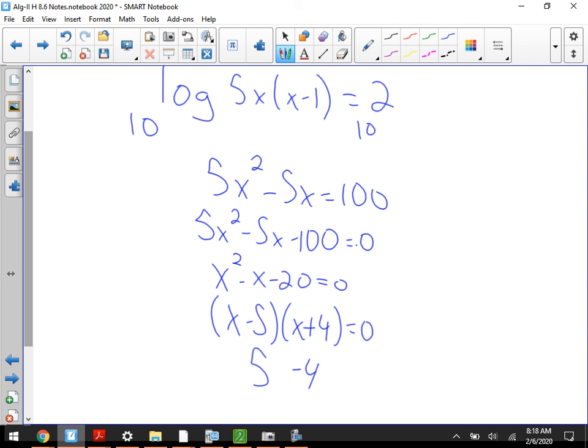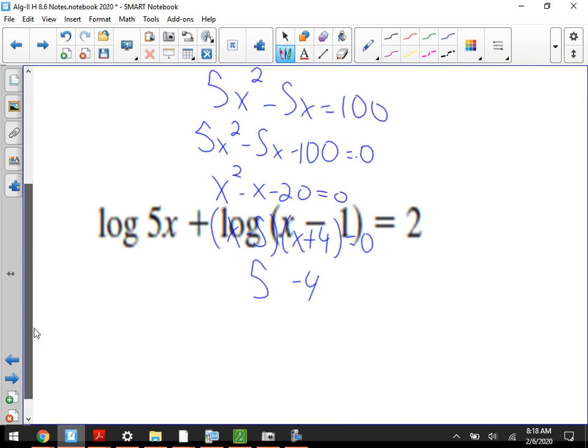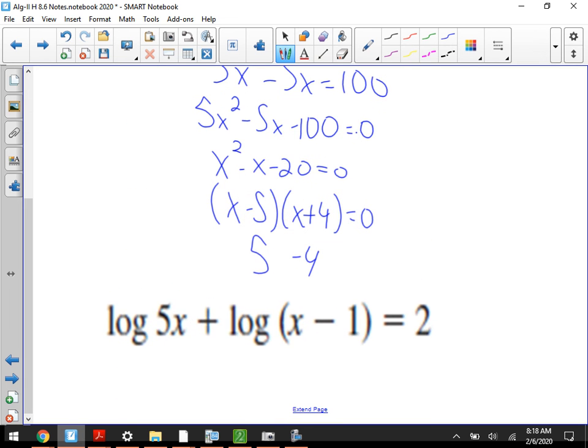So we're back to here, which means we gotta check our stuff. Can I take a log of a negative number? No. So what do I have to throw out? The negative 4. I have to throw out the negative 4 in this case because I cannot take the log of any negative number. So then I wind up with the log of 25 plus the log of 4. Wasn't that the log of 100? Yes. And log base 10 of 100 is 2.